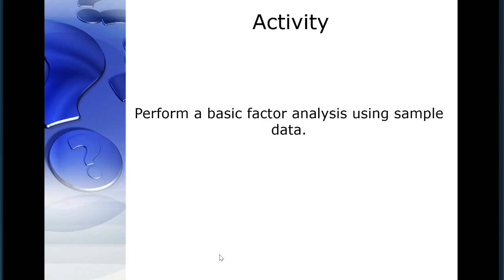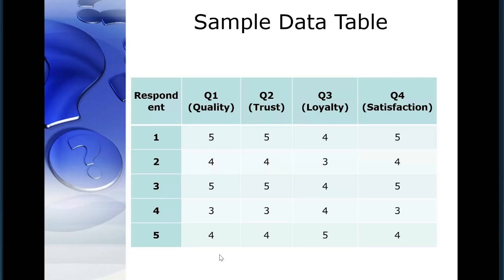Now, you can perform a basic factor analysis using sample data. Now you can see the sample data table here. In the first column, we have taken responses, and in the other columns, we have taken different constructs as per our study. Like in this case, we have taken constructs as quality, trust, loyalty, and satisfaction. And in row 1, we have the respondents' responses on a 5-point Likert scale.